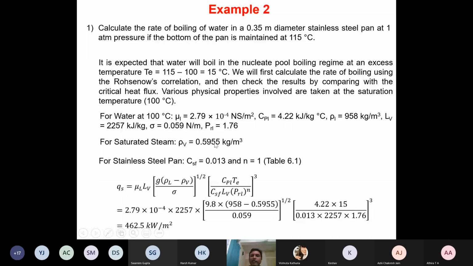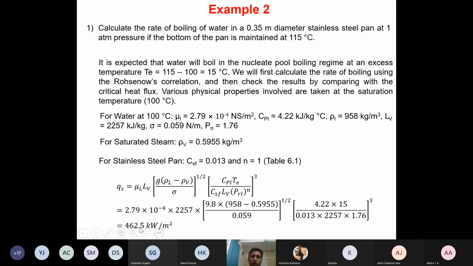So again we can use here the Rohsenow correlation. So this is the Rohsenow correlation we have used. Based on the Rohsenow correlation, we can put all the values in this particular equation and calculate the QS. So QS is nothing but the heat flux at the surface. All the values are there, and Prandtl number is 1.76 and the rest of the power N is just 1 here, so that becomes 1.76 itself. So we have put all the values here. By putting this, the QS comes around 462.5 kilowatt per meter square.